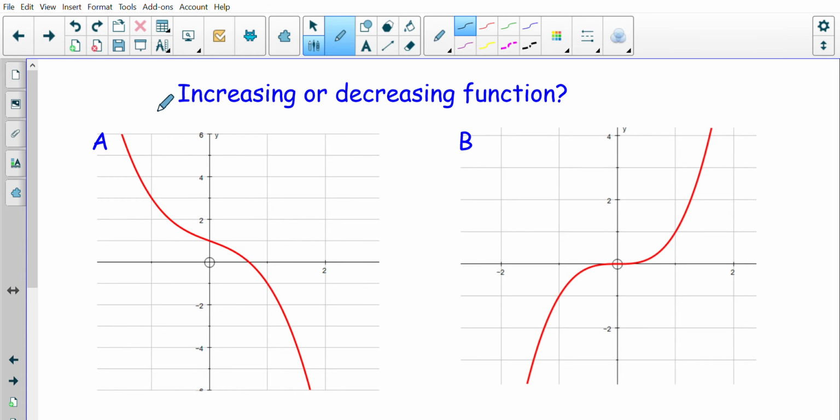Function a is decreasing because as we increase our x values or move to the right, we can see the y values going down. The curve is going down. And for function b, as we increase our x values, the y values increase, or the curve is going up. So b is an increasing function and a is a decreasing function.